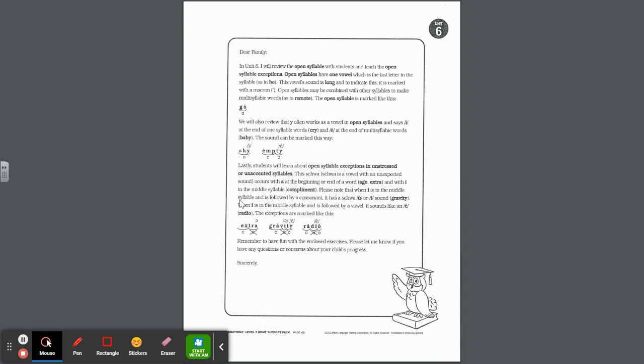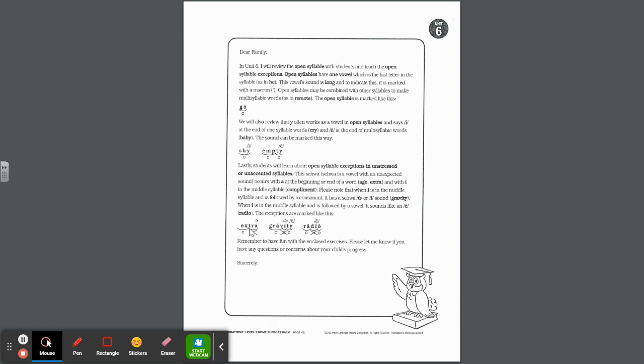Please note that when I is in the middle syllable and is followed by a consonant, it has the schwa, or uh sound. Think of another word, gravity. We don't say gravity, we say gravity. When I is in the middle syllable and is followed by a vowel, it sounds like an E though. Think of the word radio. Okay. The exceptions are marked like this.